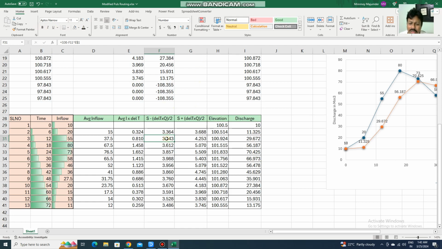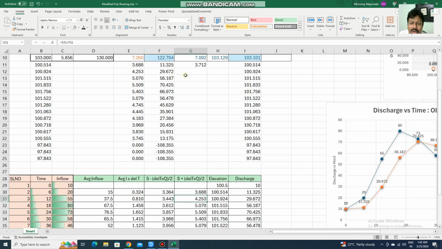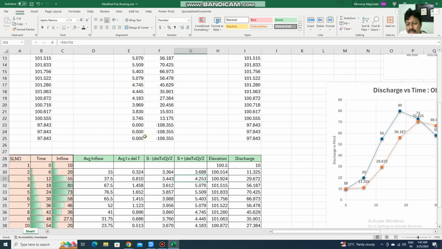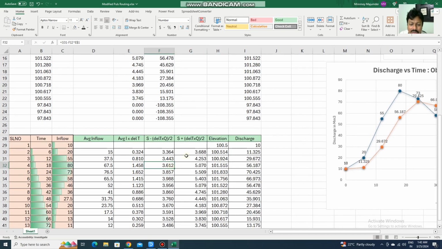Now this you find, this is already calculated, add them and find the S plus del T Q by 2 of the current time step. That is the RHS of the current time step. And again you put it into that trend function, you will get a new elevation. New elevation means new discharge. And you multiply that new discharge with the del T, same del T, and you get the S minus del T Q by 2 of the next time step.